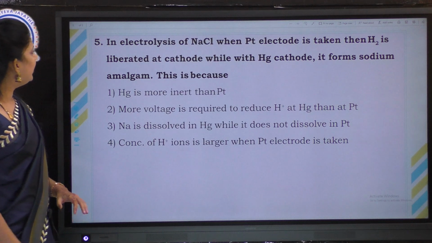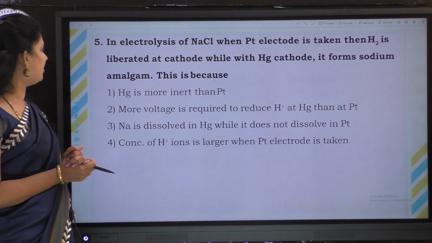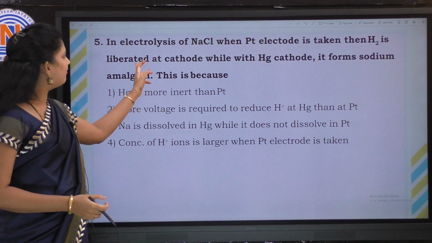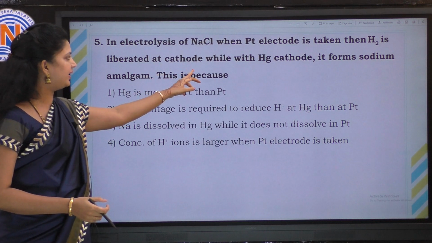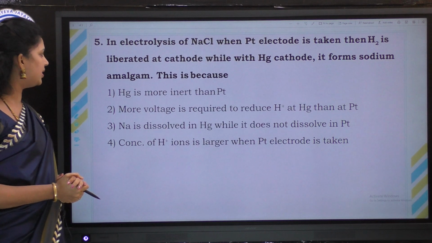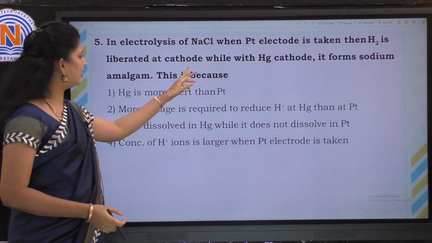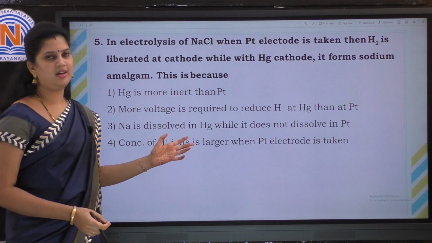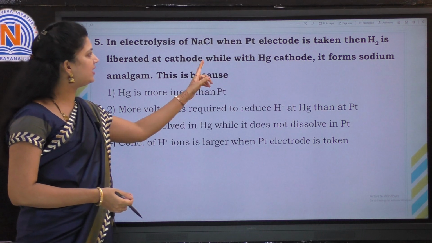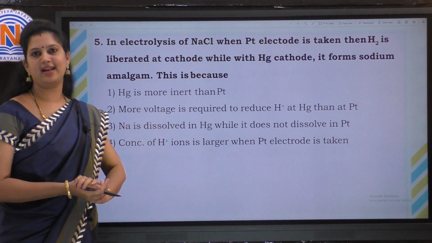Here we go. In electrolysis of NaCl, when a platinum electrode is taken, then hydrogen is liberated. So this is one statement. Now, hydrogen is liberated at the cathode, while with the mercury cathode, it forms sodium amalgam. So give me the reason. See the question clearly. There are two cases. In both the cases, NaCl is an electrolyte. In the first case, platinum is acting as the cathode, and in the other case, mercury is acting as the cathode.